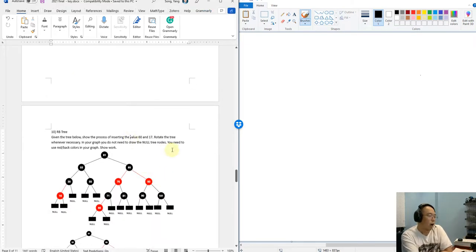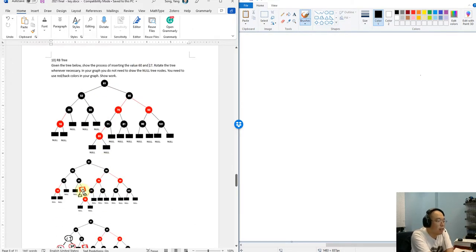So the next one, RB tree. For the RB tree, we are trying to insert 60 and 17. So 60 goes here, and 60 will be red. Once this 60 is inserted here as a red value, do we break any of the RB tree properties? The answer is no, so we are safe. But the next one is going to be tricky. So we have the 17. So 17 will be inserted here.